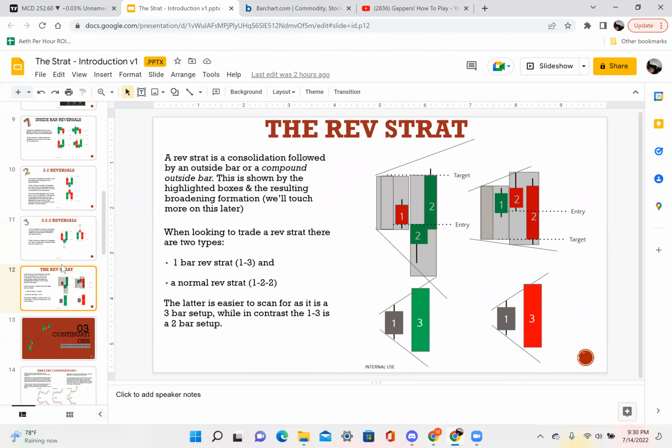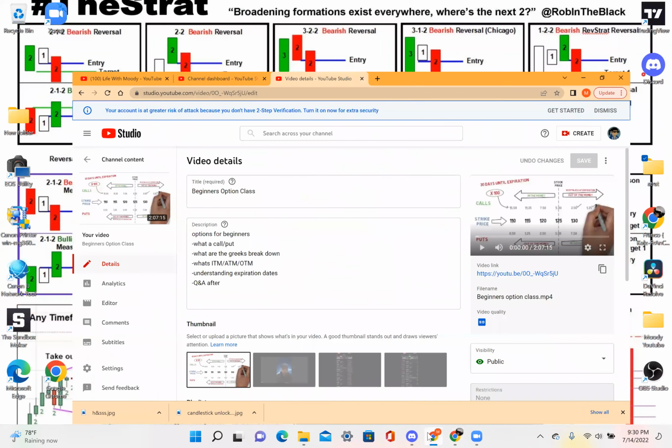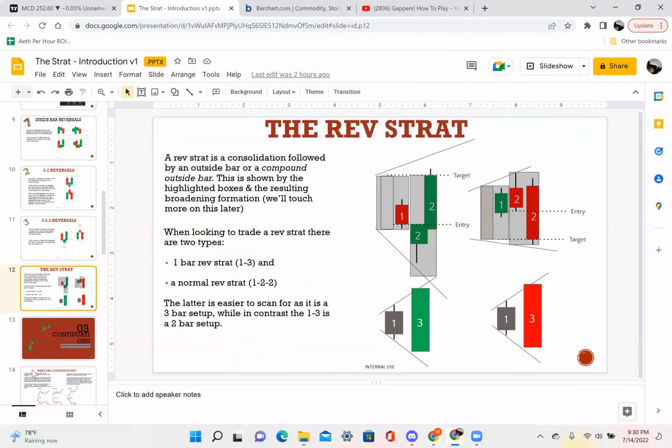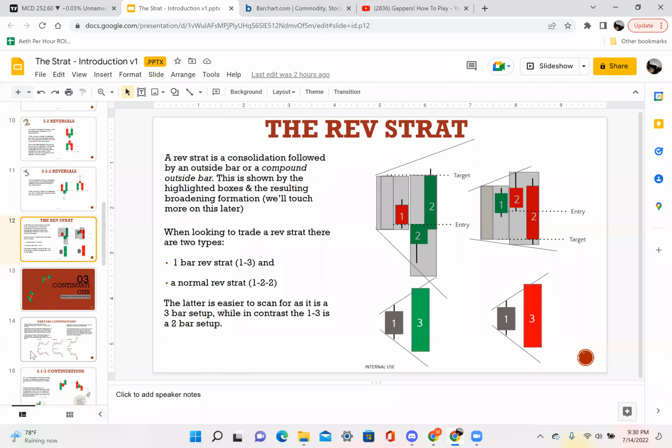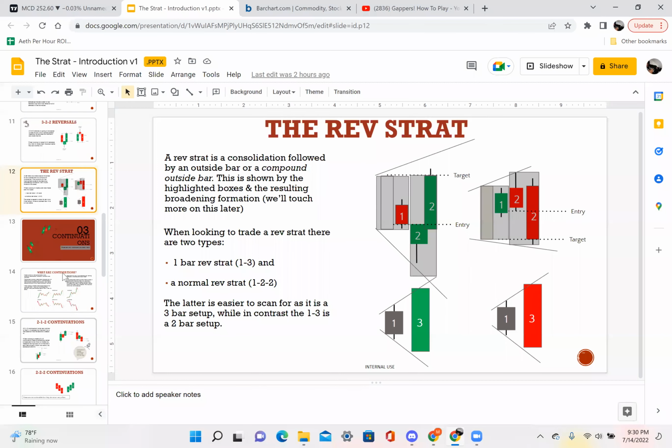Going over to the Rev Strat, something that we spoke about a little earlier, right? So the Rev Strat is going to be this one right here, the 122 bullish Rev Strat. We'll go back, and I'm definitely gonna save the continuations for tomorrow. I know I said for tomorrow for the next class, but I'll definitely just go over it a little bit, especially for Kate, I know you said you jumped in a little later. So the Rev Strat.